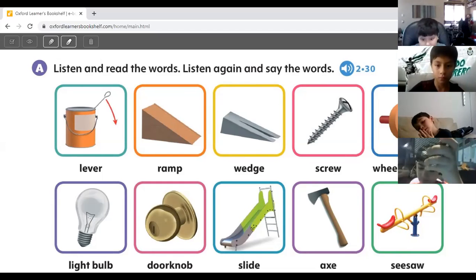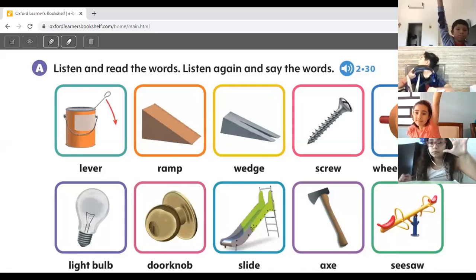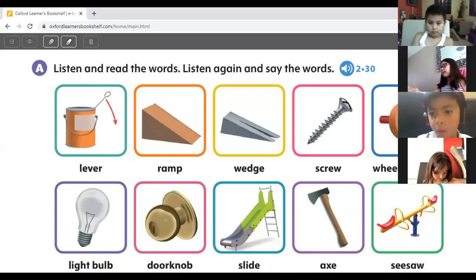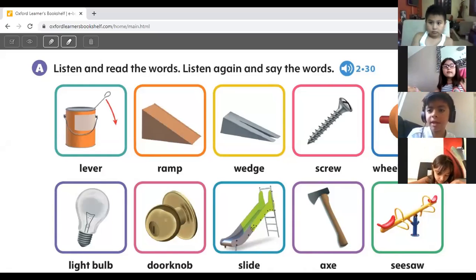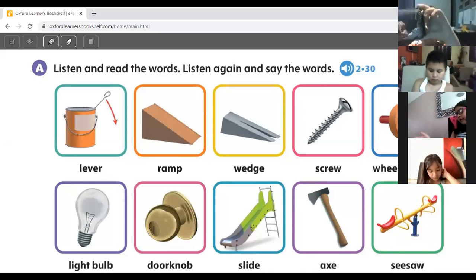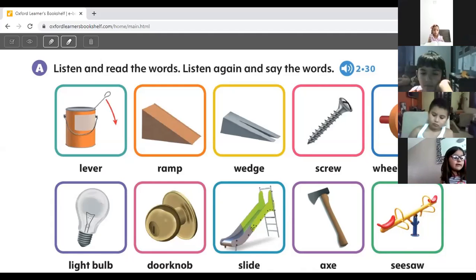Axe. Okay, who wants to read axe? Another volunteer, Juan Pablo. Axe. You must have your book with you, Juan Pablo. That's a rule, to have your book with you in the class. Okay, another person. Axe. Fernanda, axe. Axe. Noun, a tool that you use to cut wood. Very good. A tool that you use to cut wood. Very good. And the last one is seesaw.